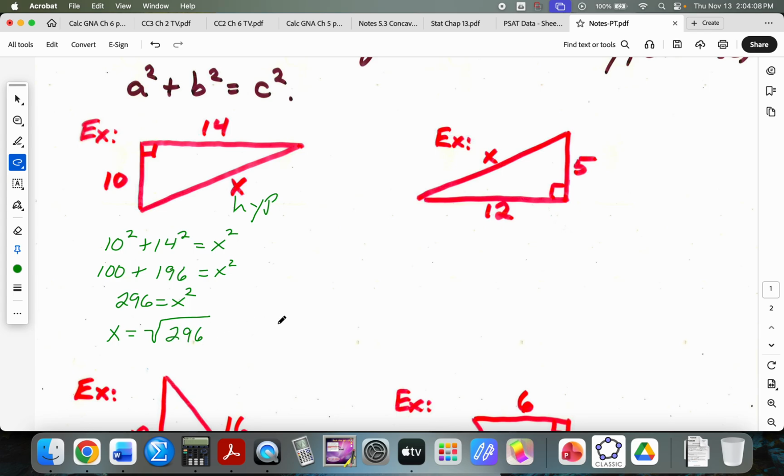Now, in middle school math, you would have either left it like that or used a calculator to get a decimal approximation. In geometry, we don't do that. We simplify it to give a simplified exact answer. So this is what you were doing yesterday. So with 296, and I think most of you like doing factor trees, so I will as well.